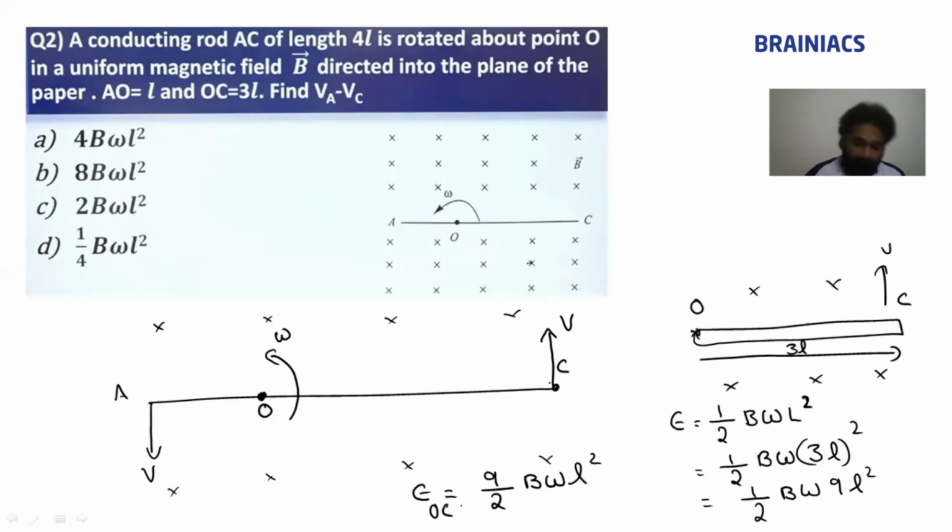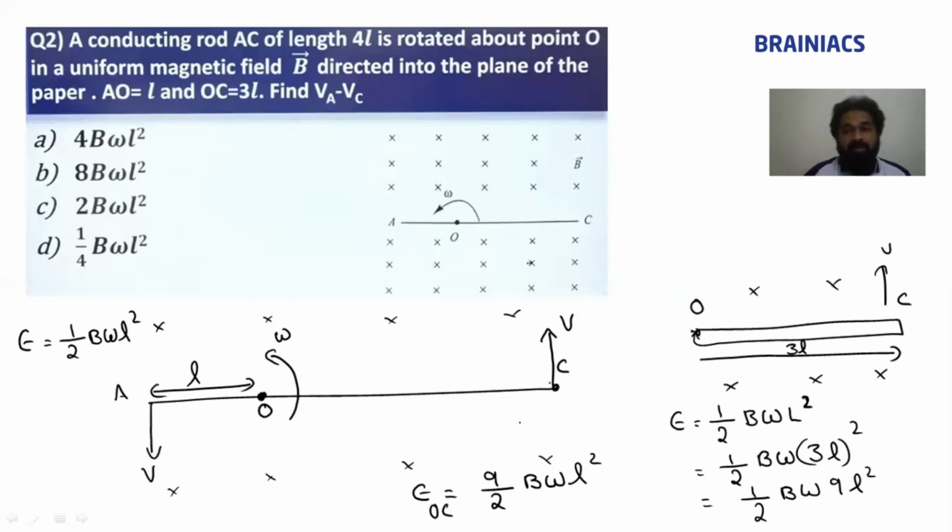Let it be there. Now the next segment is here. Between A and O, the length is actually L. So what is the EMF here? I can directly substitute, as the full segment is there from the hinge, half B omega L square. So one is half B omega L square, another is 9 by 2 B omega L square.